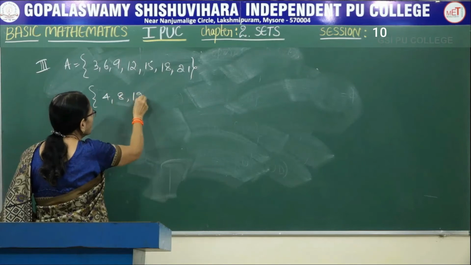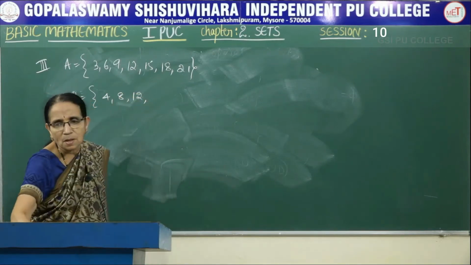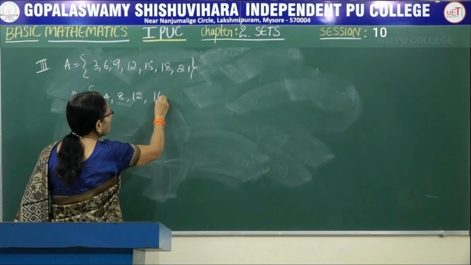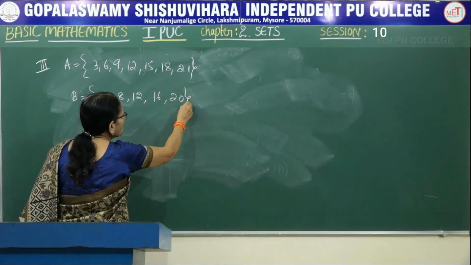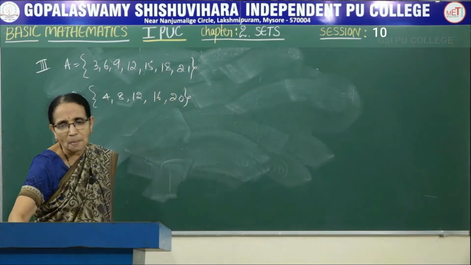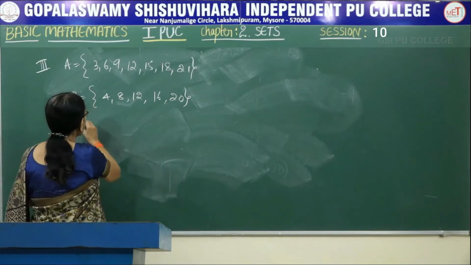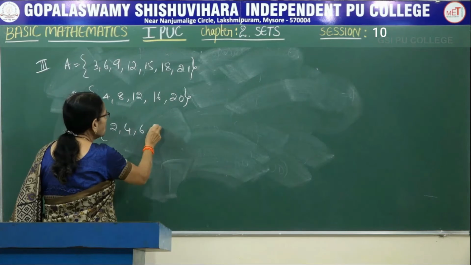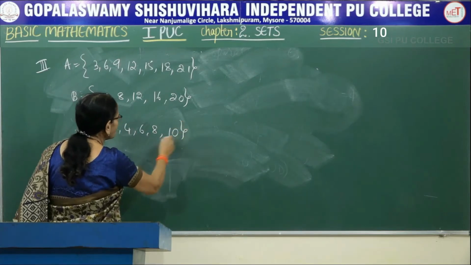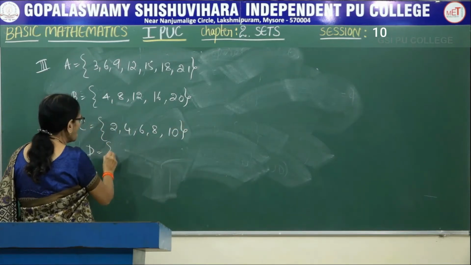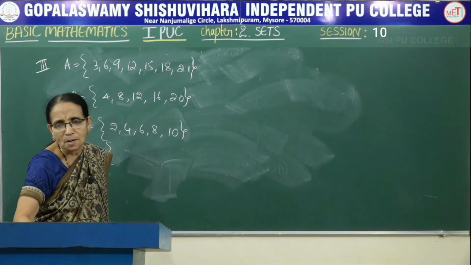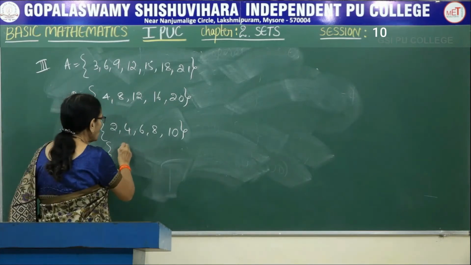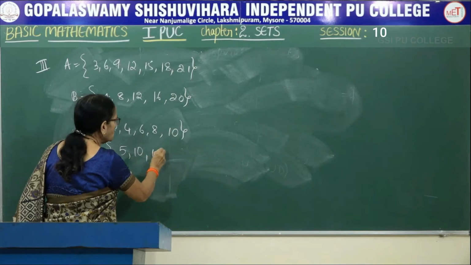4, 8, 12, 16, 20. So it is containing 5 elements here. And set C contains 2, 4, 6, 8, 10. And let the set D contain the elements 5, 10, 15, 20.